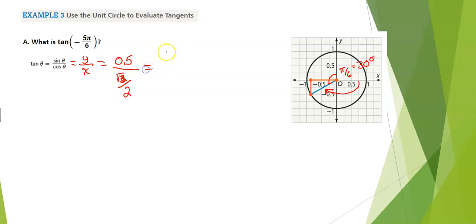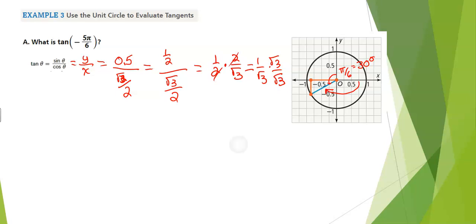I think I might change that to a 1/2, because look, it makes it easier when you start messing with fractions. Dividing by fractions is the same thing as multiplying by the reciprocal. So that's the same thing as 1/2 times 2 over square root 3. Then these two cancel out and I get 1 over square root 3. Well, I don't like that on the bottom. So I end up with square root of 3 over 3.